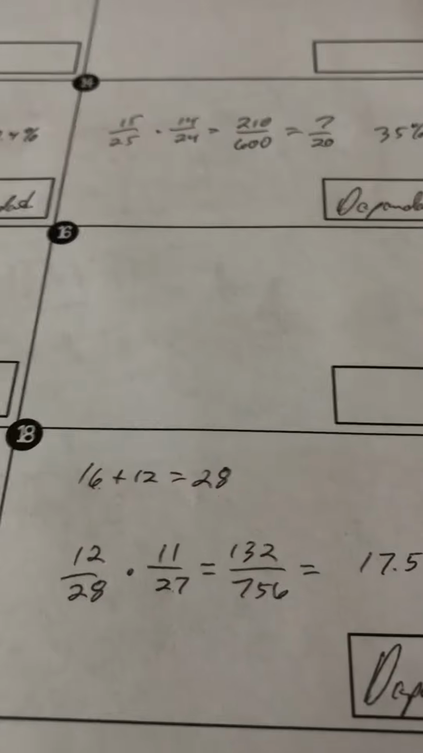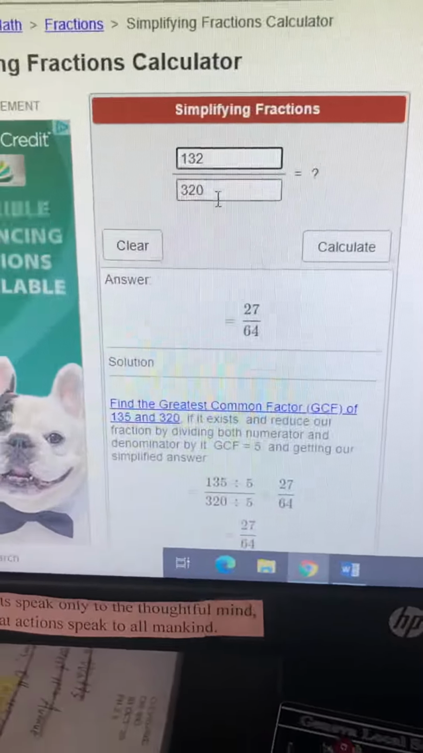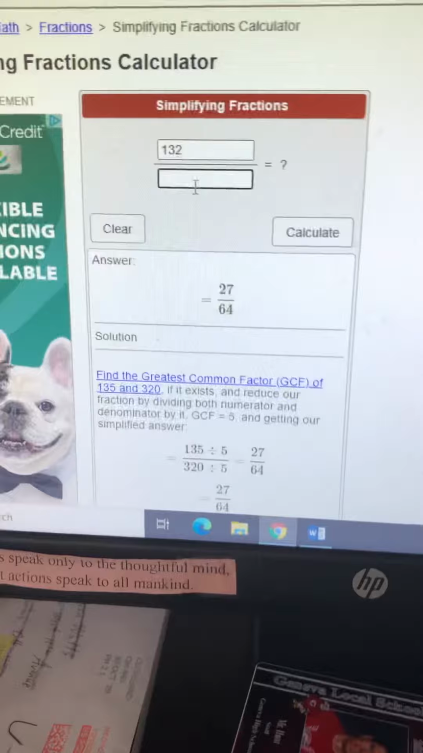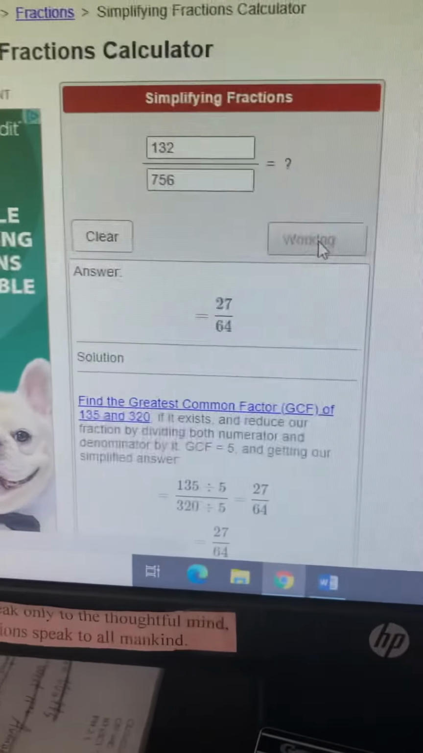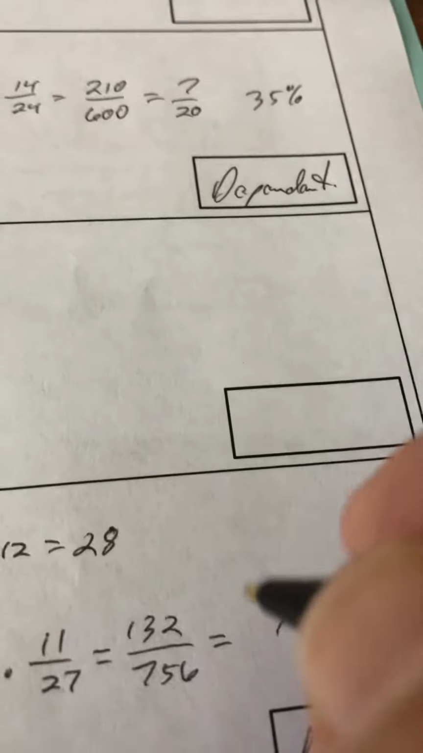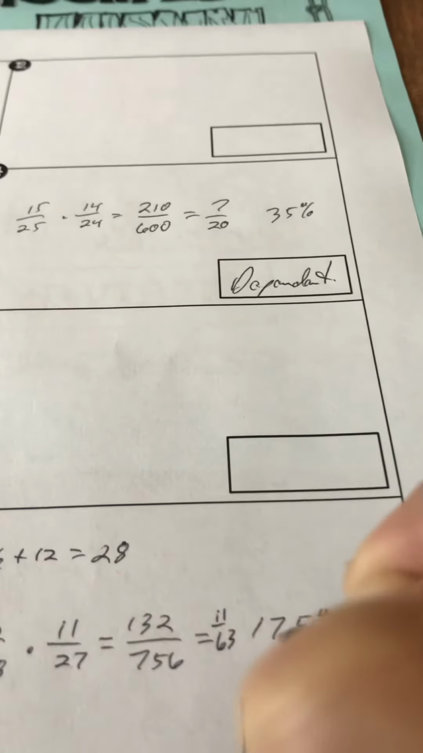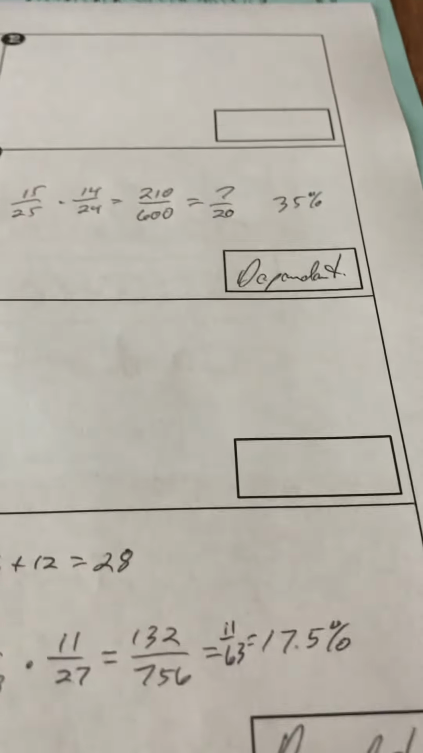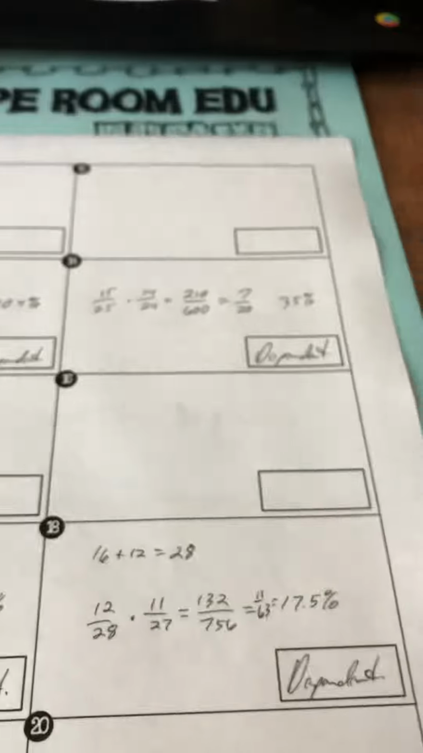Let me go back on here and show you 132 divided by 756, and I calculate it. I get 11 over 63. So if I needed to, I don't really think I needed to, but 11 over 63, and that equals that 17.5%. All right, good luck on the other ones.